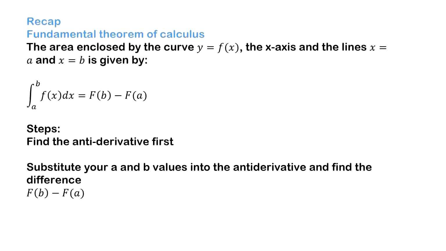So to recap the video, remember you do have an area enclosed by a curve where you're trying to find the area between the lines x equals a and x equals b, and those are just some set limits we've set. And what you do is you find the antiderivative first. Once you found that, you substitute your a and b values into the antiderivative and find the difference between the antiderivative of b and the antiderivative of a.